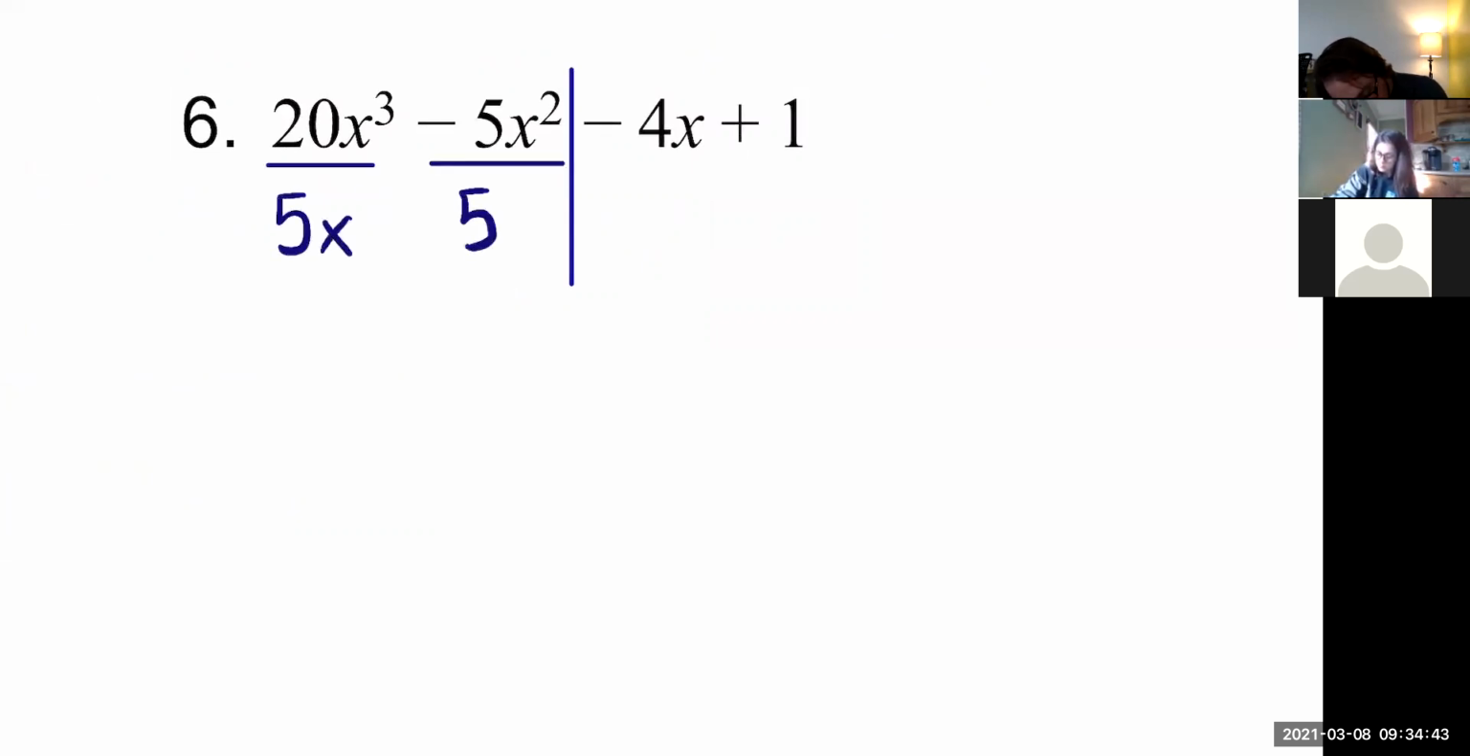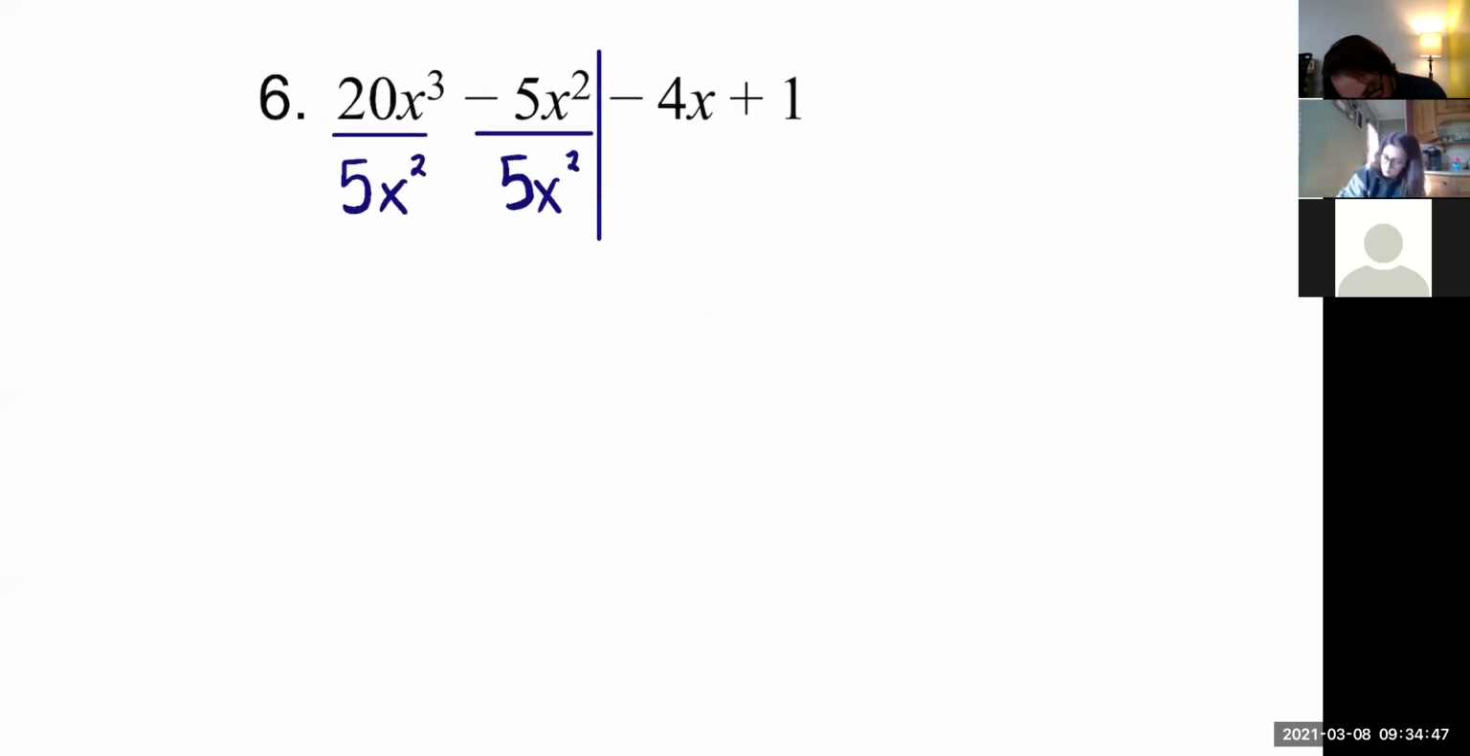x to the second as well. They both have at least 2 x's to give. So 5x to the second is the greatest common factor on the left-hand side. And when I divide it out there, 20x to the third divided by 5x to the second should give us 4x. Negative 5x to the second divided by 5x to the second should be just a -1.